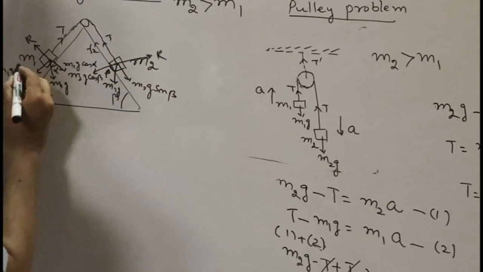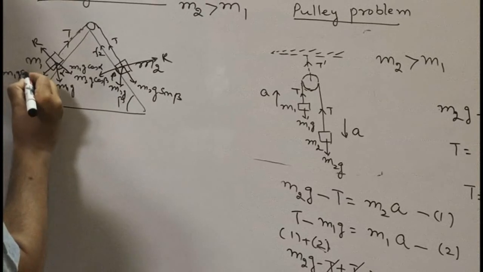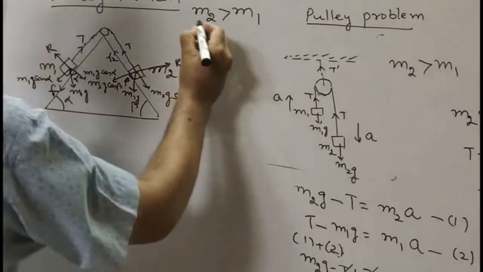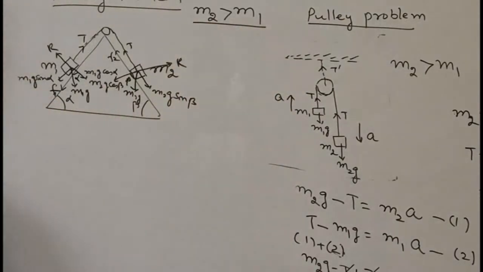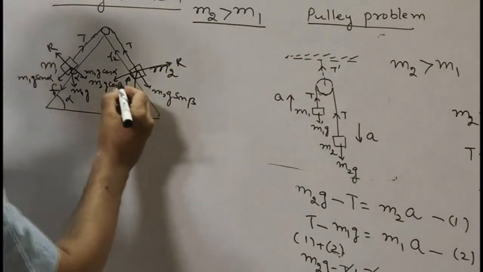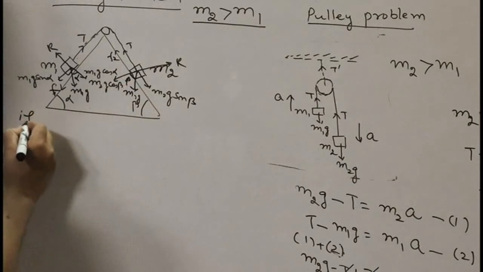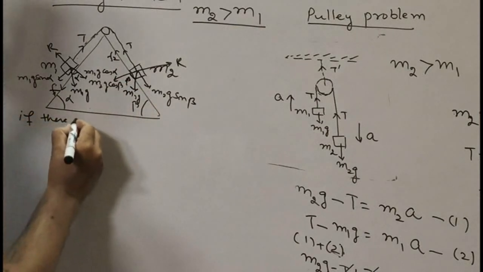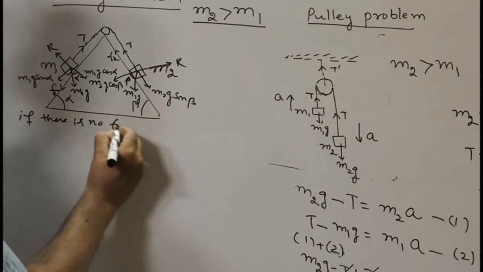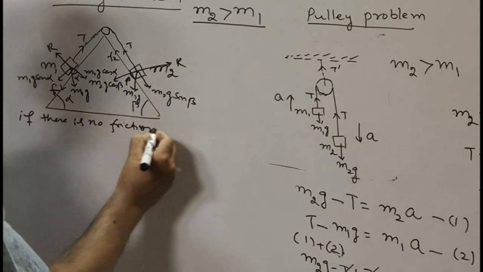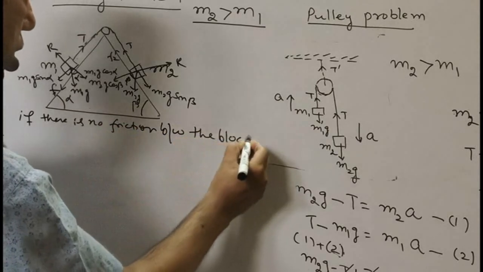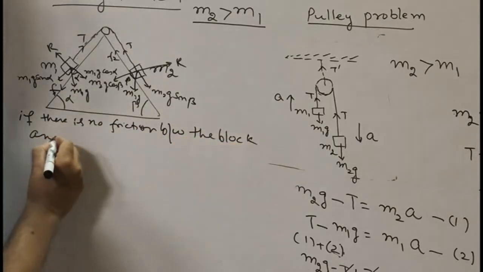This is m1g sin alpha. And we have assumed again that m2 is greater than m1, and that there is no friction between the block and the surface.